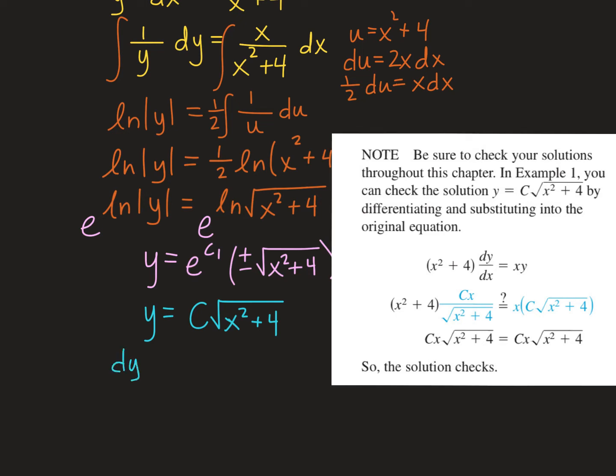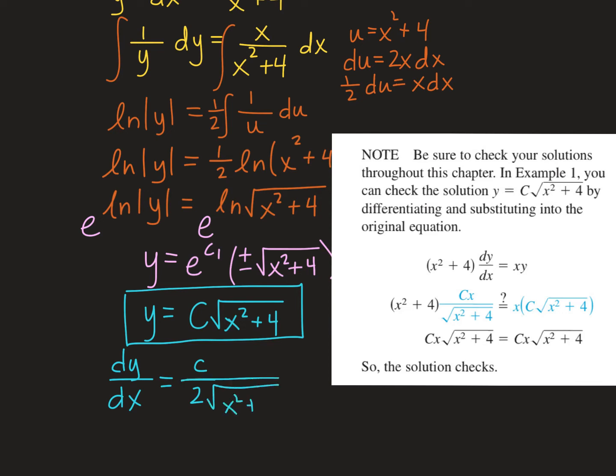So just as a quick check, this is our answer. But if we take the derivative with respect to x here, this is really c times (x squared plus 4) to the 1/2 power. So we bring the 1/2 out in front. So we'll have c times 1/2, and then this will end up getting raised to the negative 1/2, which means a square root in the denominator.